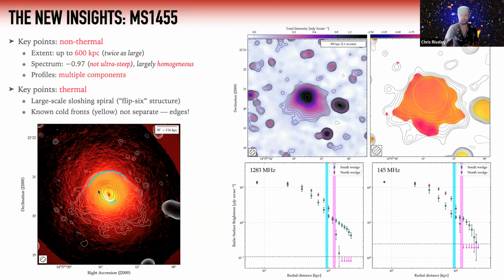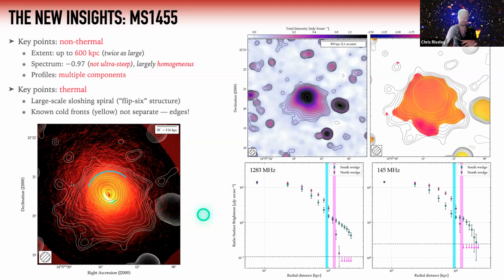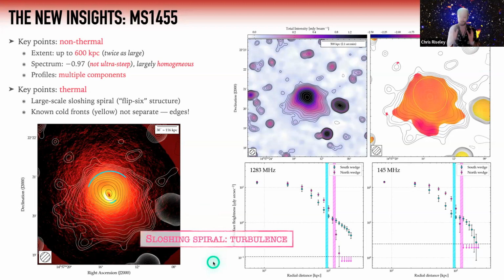But how do we get the acceleration on the larger scales? That's still a complicated question to answer. On even larger scales, we see the emission kind of bleeding out further. But one of the key components is this sloshing spiral, a clear sign that we have turbulence, but the homogeneity of the spectral index is less immediately compatible with the turbulence scenario. So it's an interesting case study.